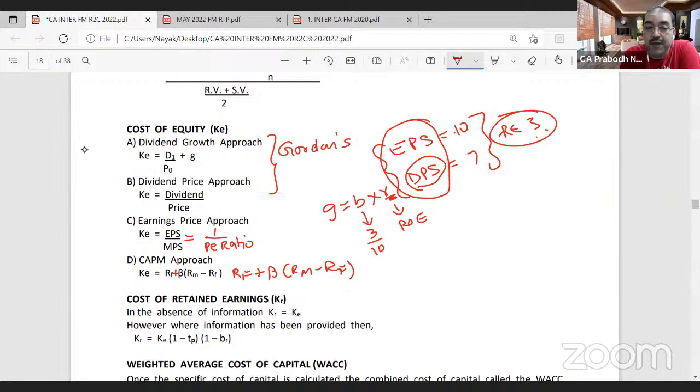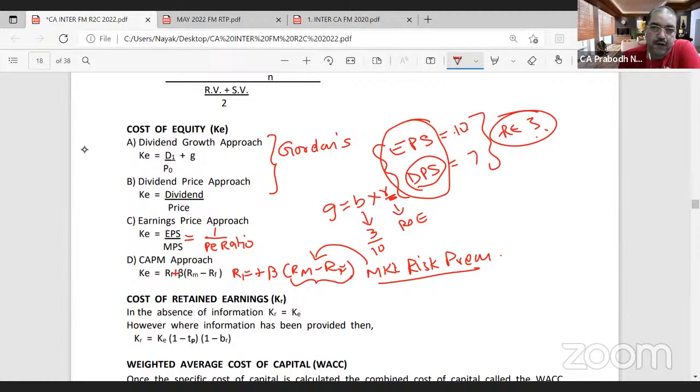RM may not be given to you when they say that market risk premium is given. Then I need not give you the RM separately, because market risk premium itself is RM minus RF. So if I give you market risk premium, it is equal to RM minus RF. Then don't go to calculate RM. Not necessary. Then you have cost of retained earnings.